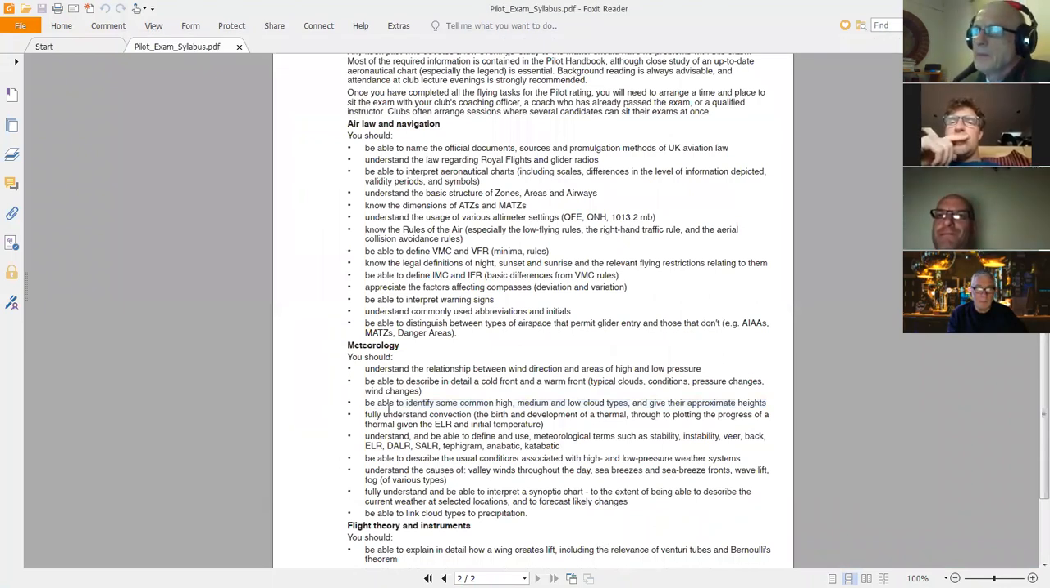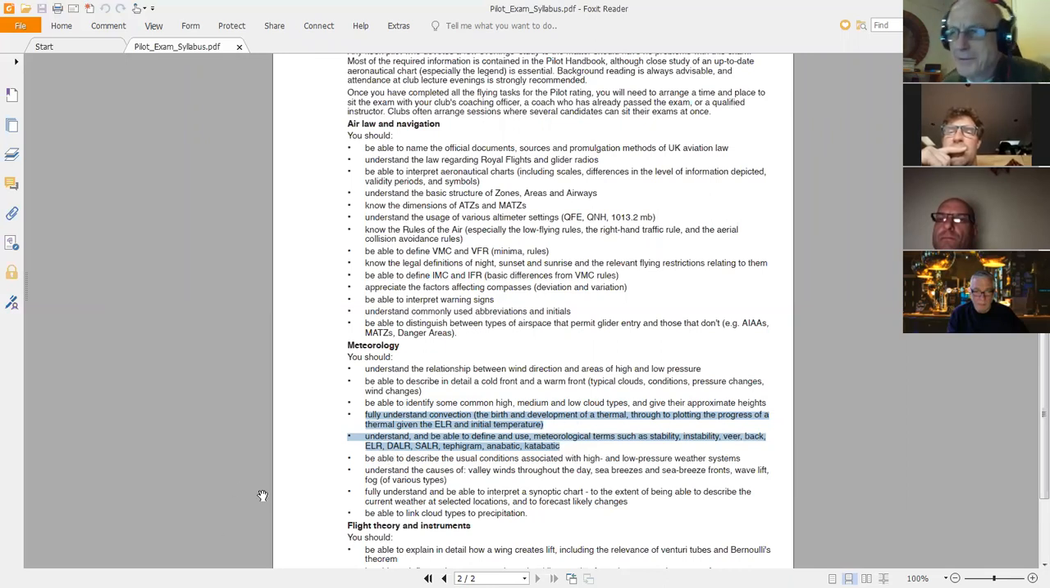So this bit I'm going to spend a bit more time on, which is these two sections here: fully understand convection, birth and development of a thermal, through to plotting the progress of a thermal given the environmental lapse rate, understanding and being able to use terms such as stability, instability, veer, back. We'll cover what those are now.